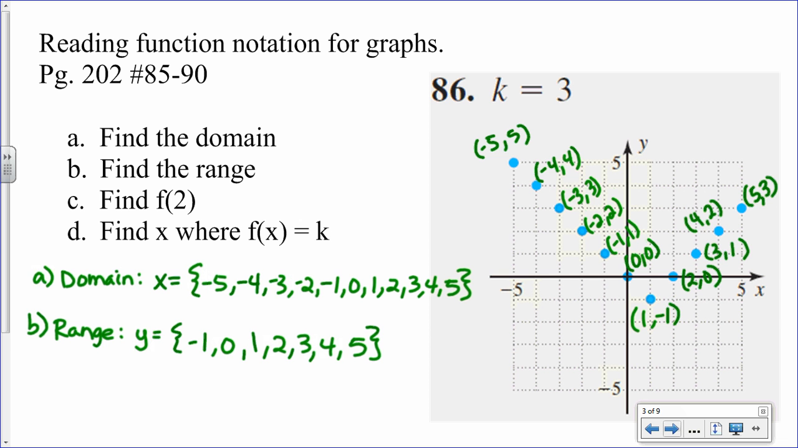On C, it says find f of 2. So is 2 an x value or y value? X. Normally it's f of x. So 2 is an x value. On your graph, find where x is 2. Right here. What is the y value there? 0. Good.